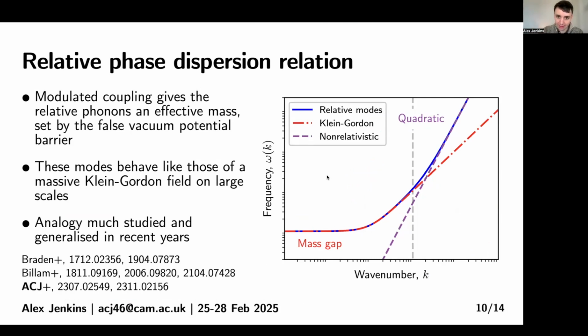And in fact, I won't give all the details here, but this analogy goes much further than this. So it's not just talking about little fluctuations around the false vacuum. You can actually show, in terms of fully non-perturbative deviations in the phase, that the analogy holds and that this system really does behave like an early universe field in a false vacuum potential.